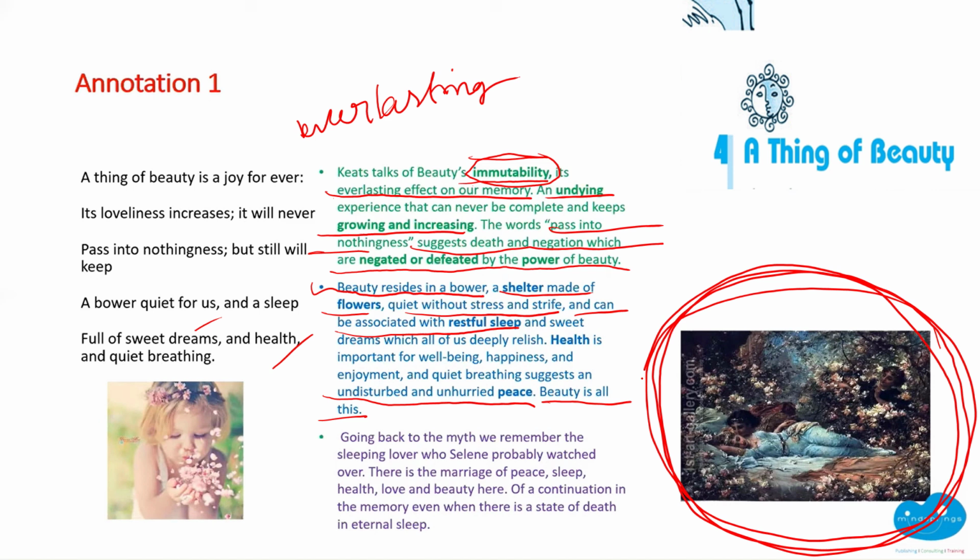And going further to the next, we remember this. Going back to the myth, we remember the sleeping lover who Selene probably watched over. There is the marriage of peace, sleep, health, love, beauty here. Everything cannot conquer love and beauty. Okay, this is your first passage.